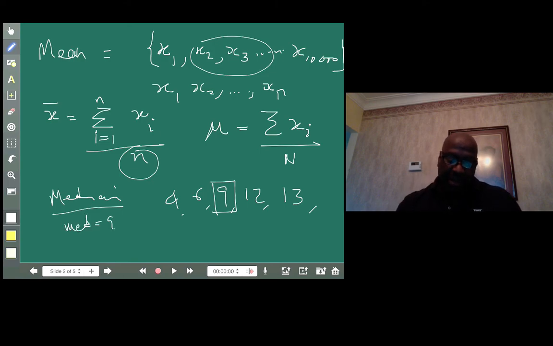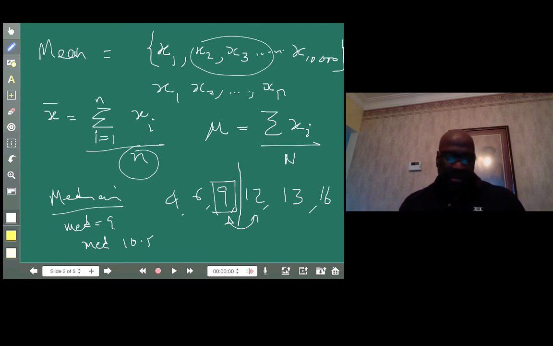However, if I had an even set of values, so say I added 16 to this, then I have 6 numbers, so I must place the median in between those two. I would average 9 and 12, which is 21, so 10 and a half. My median would now be 10.5. What it tells us is that half of the numbers are above 10.5 and half of them are below 10.5. That's what the median actually does for us.